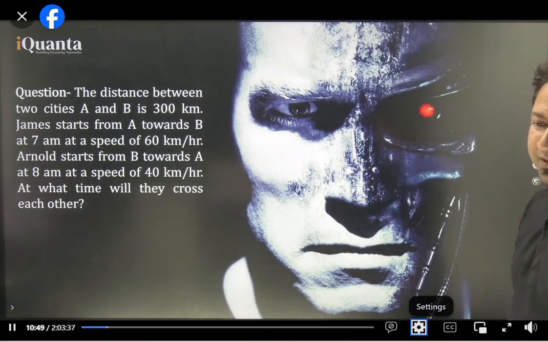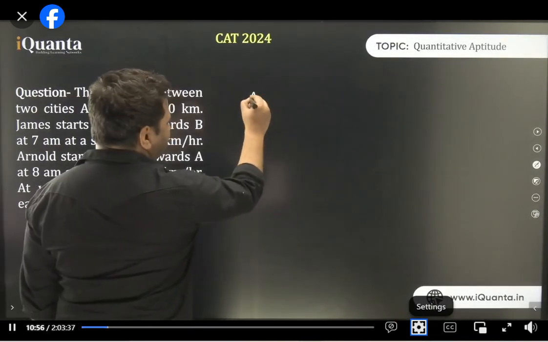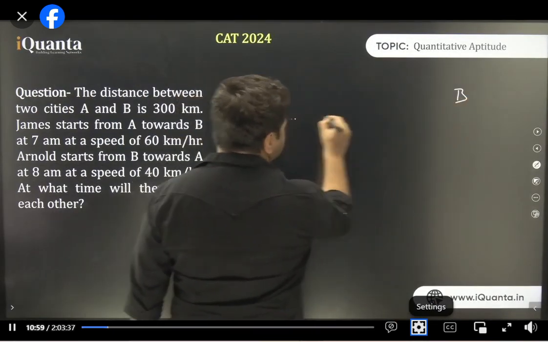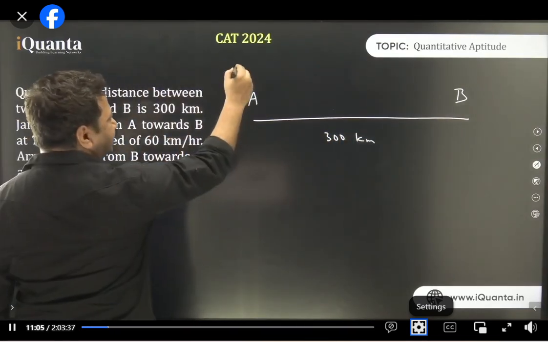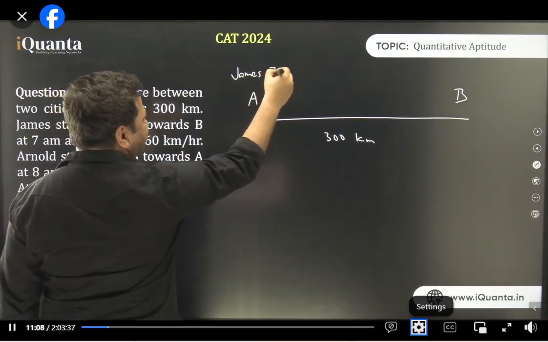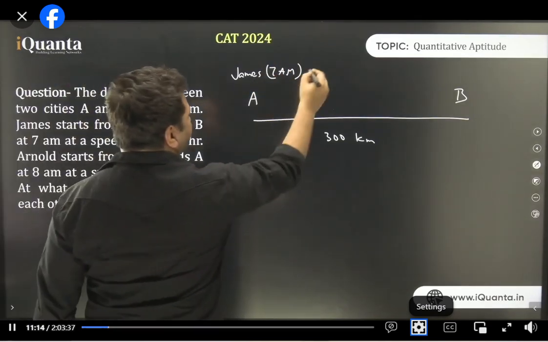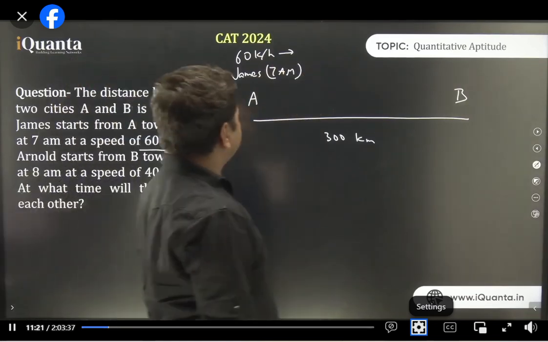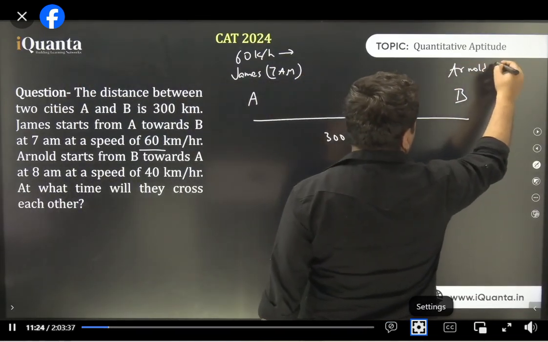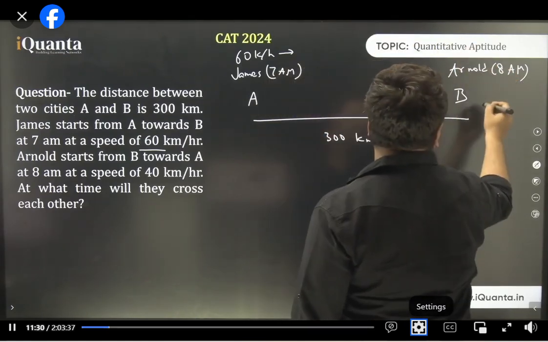James Cameron, exactly. Okay, so let me try to solve it. The two cities A and B, the distance is 300 kilometers. James starts at 7 a.m. and his speed is 60 kilometers per hour towards B, and Arnold starts at 8 a.m. and his speed is 40 kilometers per hour.